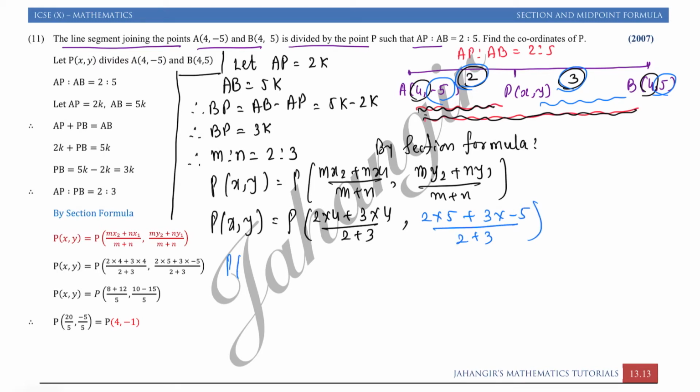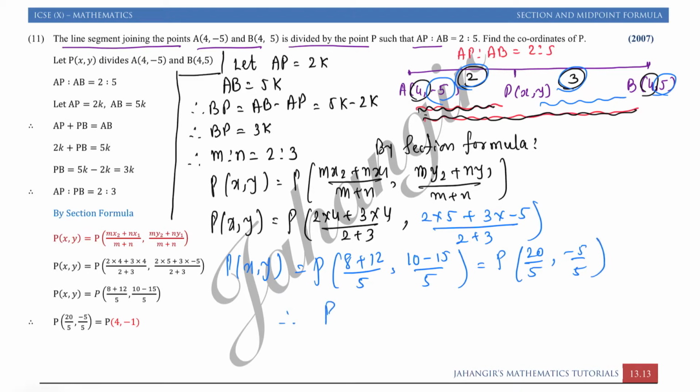So therefore P(x, y) is equal to P of (8 plus 12) upon 5 comma (10 minus 15) upon 5. So this can be written as 20 by 5 comma minus 5 by 5. So therefore the value of P(x, y) we will get as P(4, minus 1).